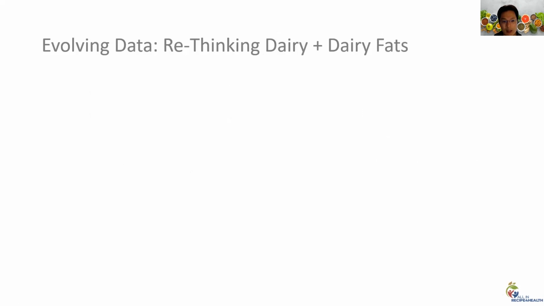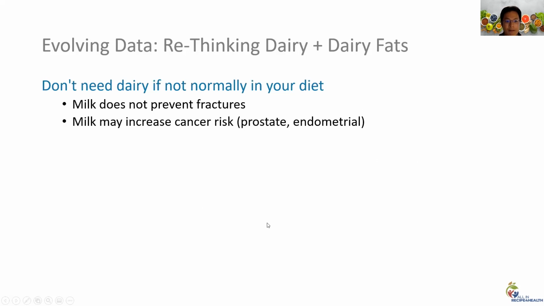We're going to close out this section on fats by thinking about dairy and dairy fats. This is, again, different thinking out there. We often think of using dairy, especially milk, because we need enough calcium to prevent fractures. The recent systematic reviews show that milk itself does not prevent fractures. And because of its IGF-1 mimicking characteristics, it can increase cancer risk in men who already have early signs of prostate changes in their cells, or endometrial cancers.